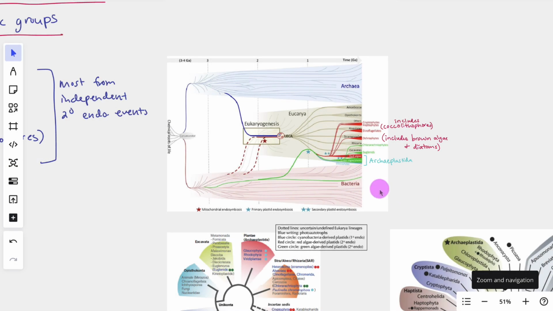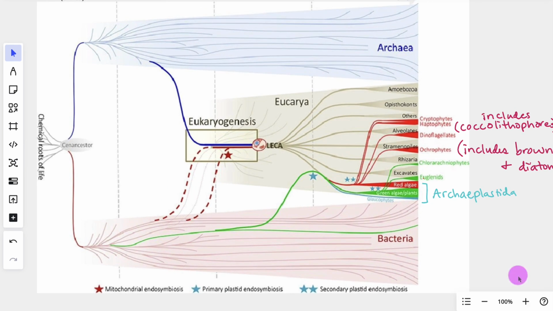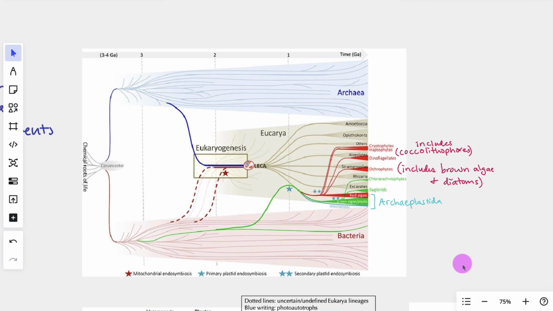Over here, this is from a paper. Some of the names are a little different from what we might use now as far as the most modern names, but the idea is the same here. You can see we have the 3 domains: archaea up here, bacteria on the bottom, and then eukarya in the middle.